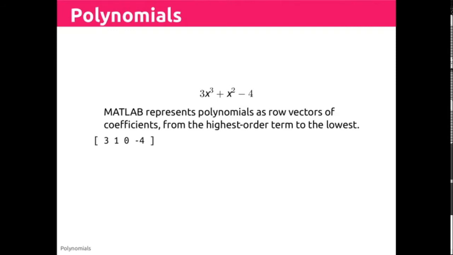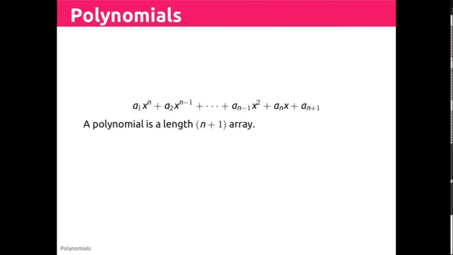3 times x cubed, the 1 representing 1 times x squared, the 0 representing 0 times x, and the negative 4 representing negative 4 times the constant 1. If you consider the form of a polynomial, you'll see that it's a length n plus 1 array in the coefficients. This provides us a consistent way of talking about these in any format that we want to manipulate them. MATLAB very frequently represents polynomials in this way.